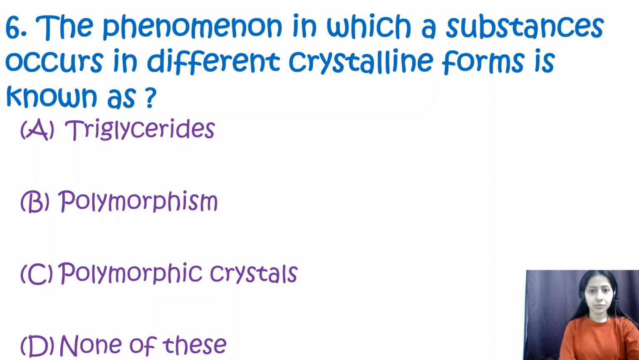So the phenomenon in which a substance occurs in different crystalline forms is known as polymorphism. Polymorphism is a form of isomerism, and any crystalline material can exhibit this phenomenon. For example, allotropy refers to the polymorphism of chemical elements. So here the correct answer is option number B, that is polymorphism.